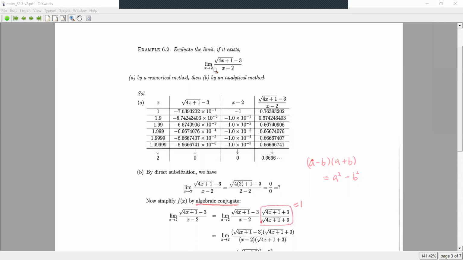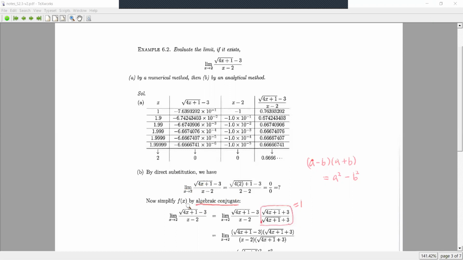Part B. Find the limit by an analytical method, that is, by limit laws. Again, I only use direct substitution. By direct substitution, to find this limit, we just need to plug in the number 2 for x to get this number. This number is 0 over 0. It is not computable. So the first try of the direct substitution fails.